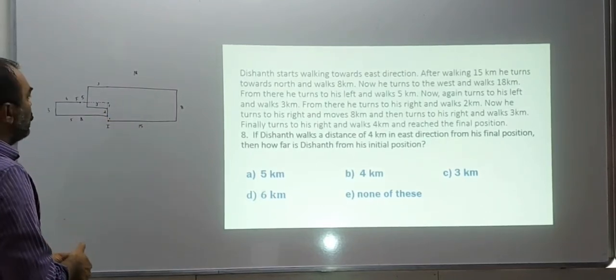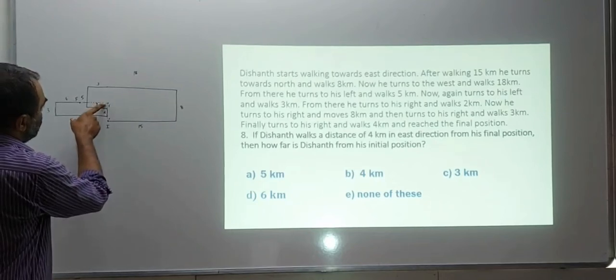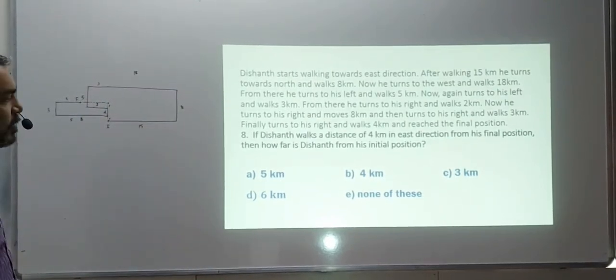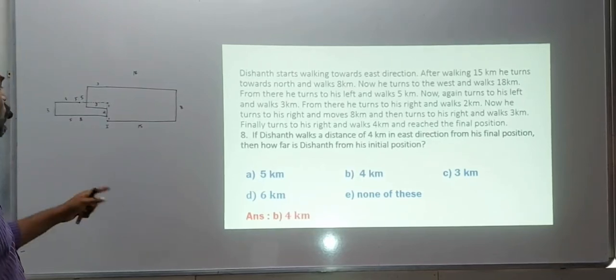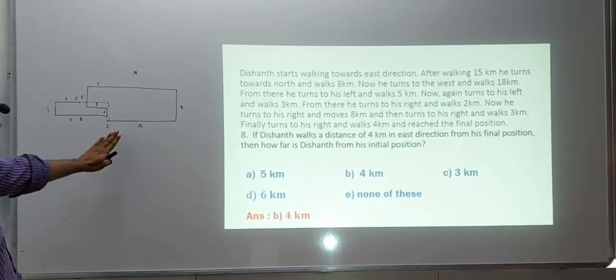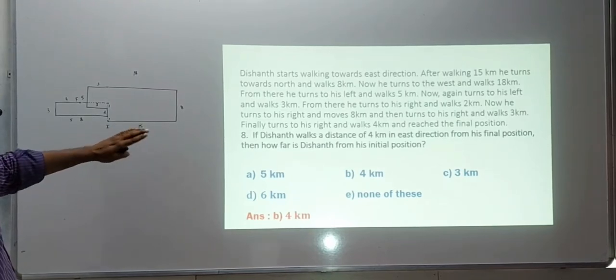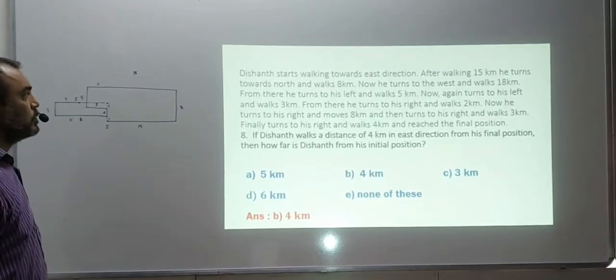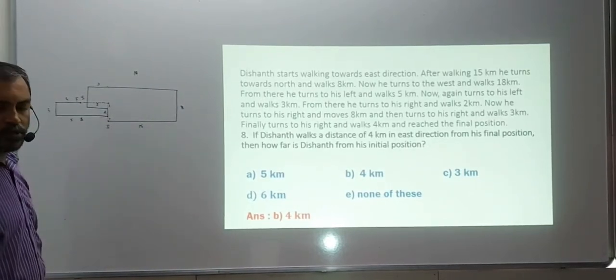So what I will want now, the distance from this position is 1 plus 2 plus 1. So your answer should be what? Can you guess the answer? The answer should be 4 kilometers. Again I am telling you, this is the diagram I have got. If you find your diagram different to mine, please make sure to forward me your diagram. Okay? So this was the 8th question.